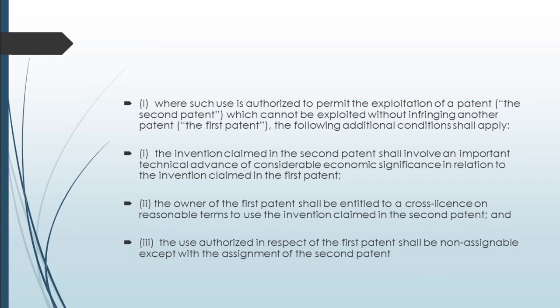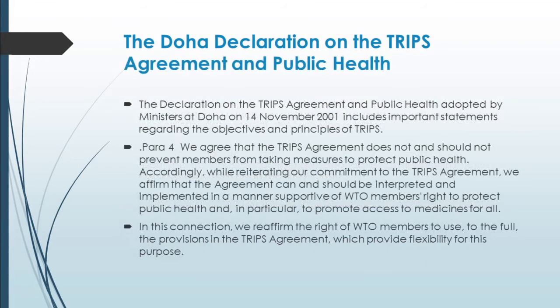Now, some additional points are also there: if there is a compulsory licensing of one patent where there is a requirement of a second patent also, then in that case both the patents would be compulsory licensed. Now, another point which I want to discuss is the Doha Declaration. The Doha Declaration is just a reiteration of the obligation given under the TRIPS provision. First, you have to understand that the Doha Declaration deals only with public health and not any other matter.